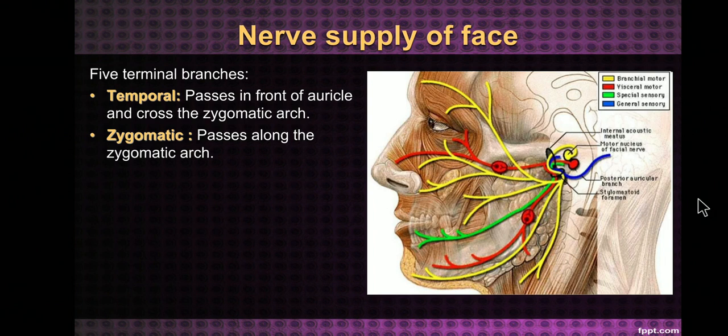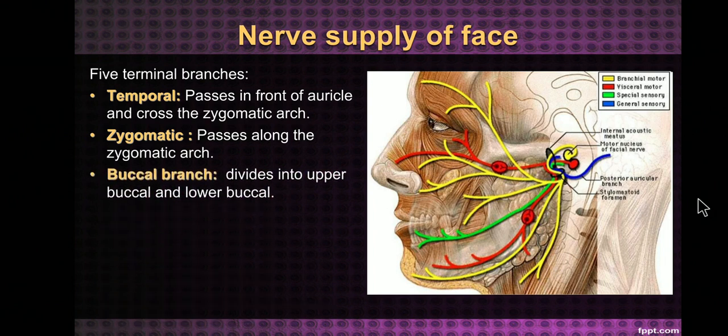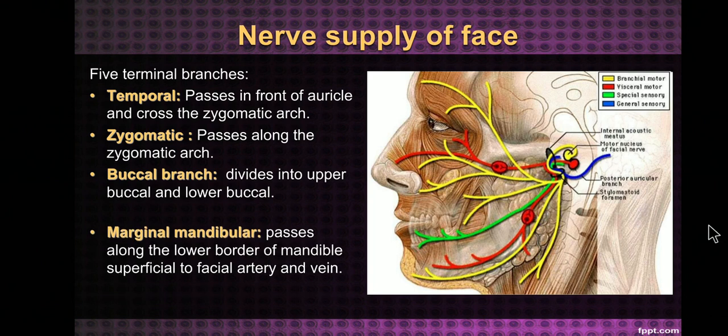Then the buccal branch divides into an upper buccal and lower buccal branch. So mainly the upper buccal branch will supply the muscles of the upper lip. The lower buccal branch will mainly supply the buccinator and the muscles of the lower lip.